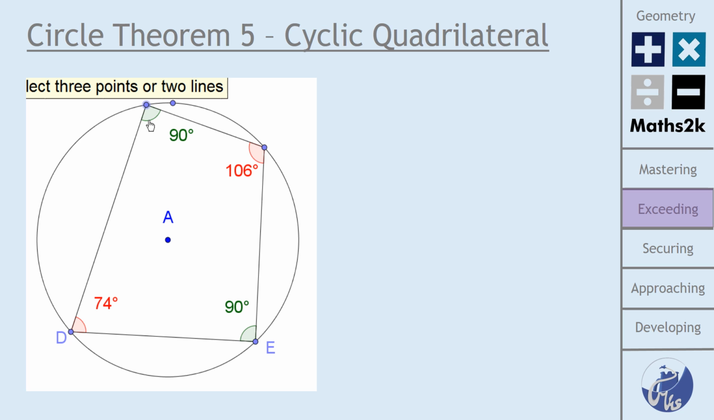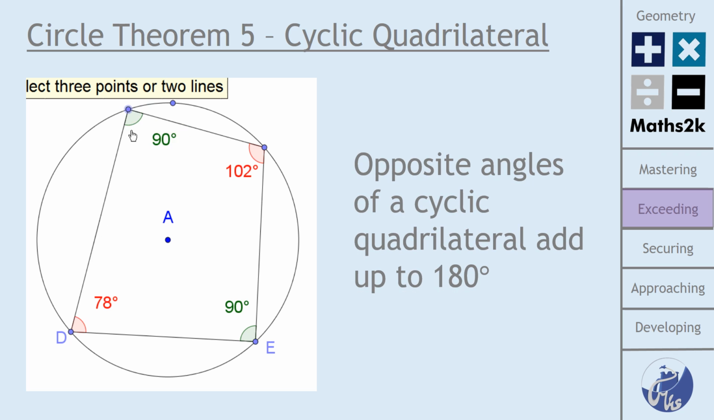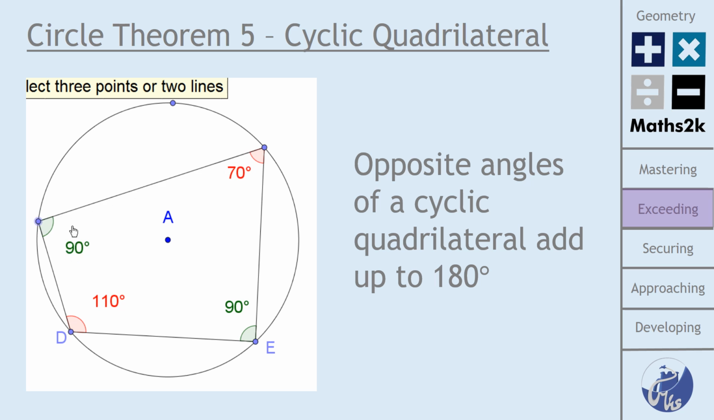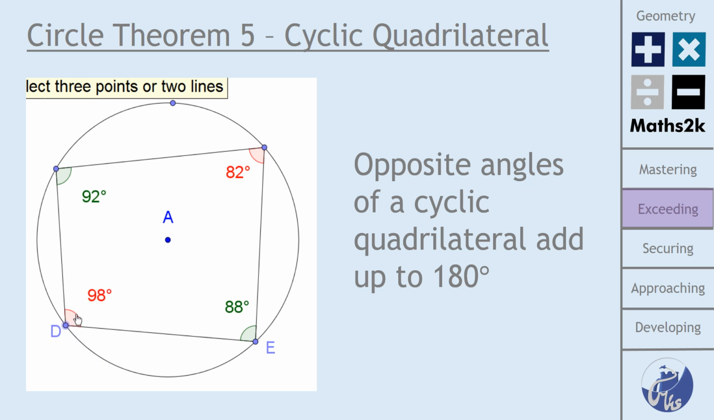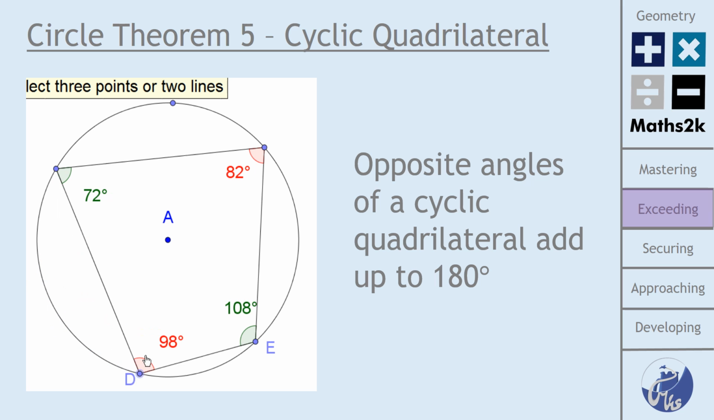Now this is the property of cyclic quadrilaterals that you mainly need to remember, that opposite angles will add up to make 180 degrees. And it doesn't matter what type of quadrilateral, it doesn't matter how I move this around, you can still see that the angles are going to add up to make 180. Rounding was not so much of an issue in this one.